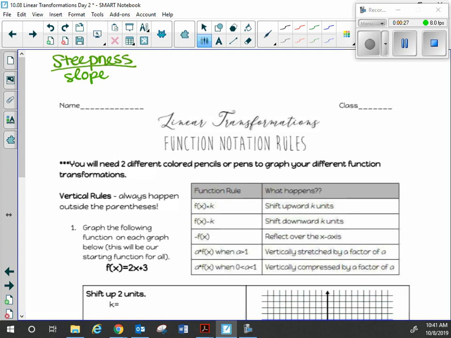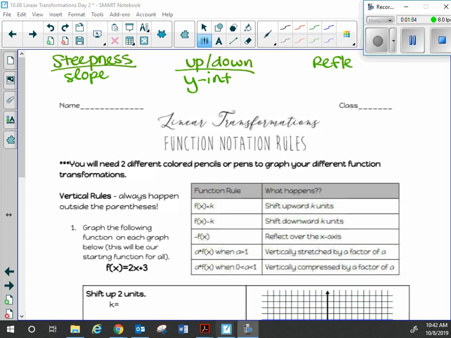We also shifted up and down. What determines those shifts up and down? The y-intercept. And we talked generically about reflections, right? We didn't talk about reflecting over x versus y, which we will do today. But we talked about reflections and what happened with reflections. Okay, you flip the sign, right? So reflect dealt with the sign.